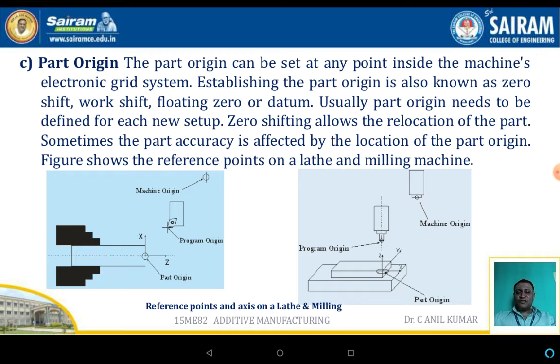The figure shows the reference points of the lathe as well as the milling machine. In this, all three different types of origin are shown: machine origin, program origin, and part origin. Machine origin is fixed by the machine tool builder or manufacturer. The part or program origin can be set by the operator. Then again, part origin is normally called a datum.